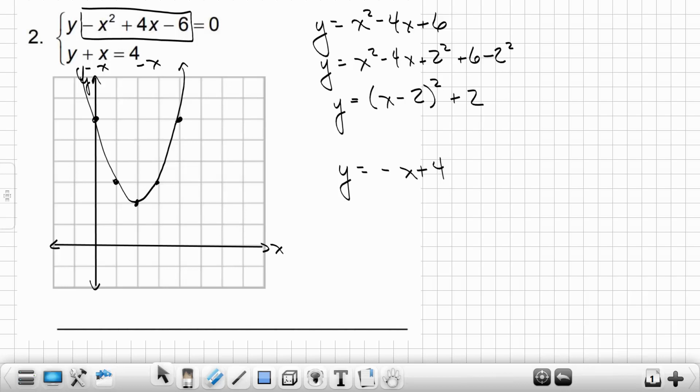Then our line goes through where on the y-intercept? 4. So we already know, hey, we already got one point that it crosses. Goes through 4. No, we don't. And then its slope is what? Down 1 over 1. Down 1, right 1?